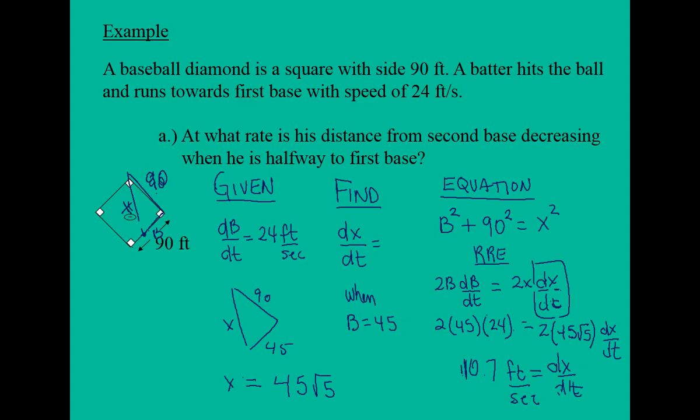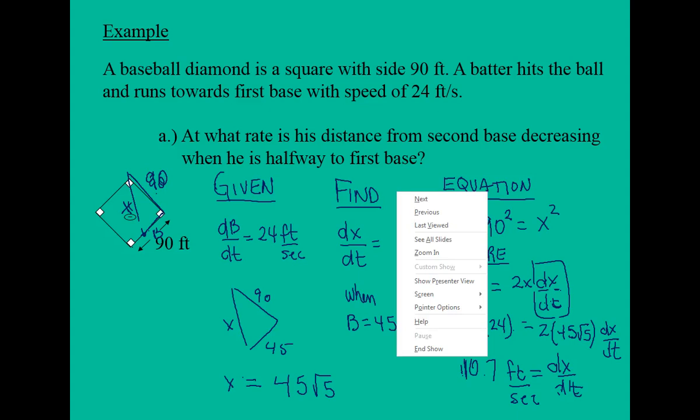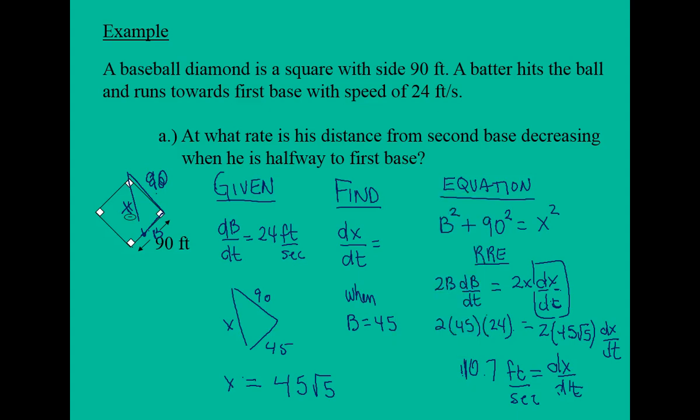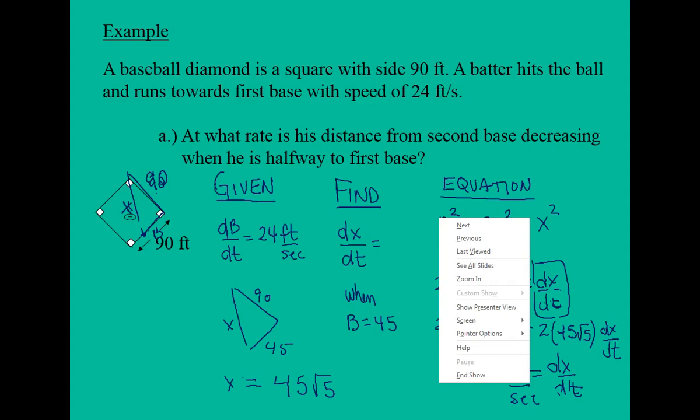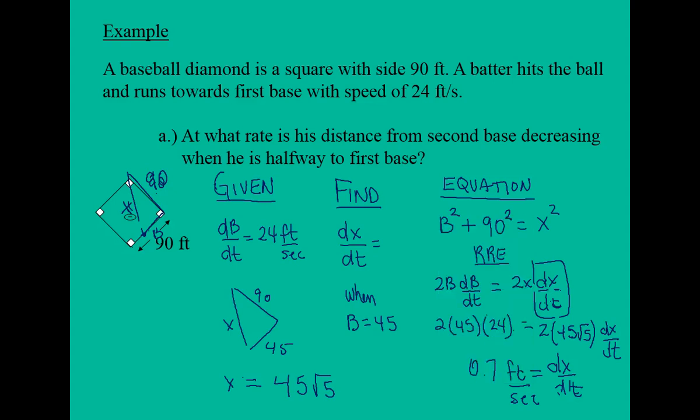Now, notice on this one that I could have said that dB/dt is negative 24 feet per second, and then we would have ended up with an answer that was negative. We would have gotten negative 10.7 feet per second. But since I left it positive, I'm saying this is decreasing at a rate of 10.7 feet per second.